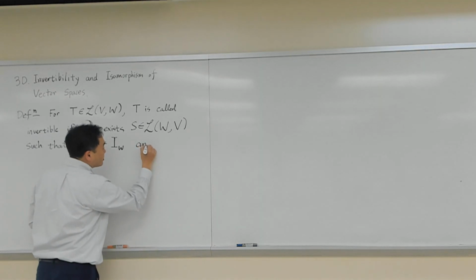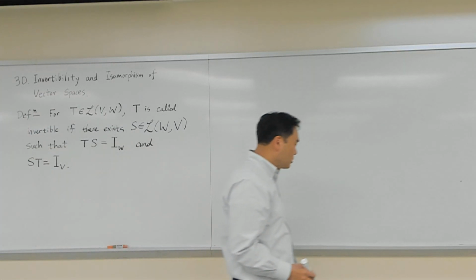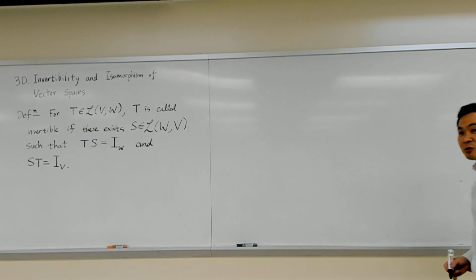And ST, okay, ST is a map from where to where? V to V. So this will be an identity from V to V, so this will be an identity on V. If you have such an S, then you call T invertible, right? Okay. So I guess we need to think of some examples.